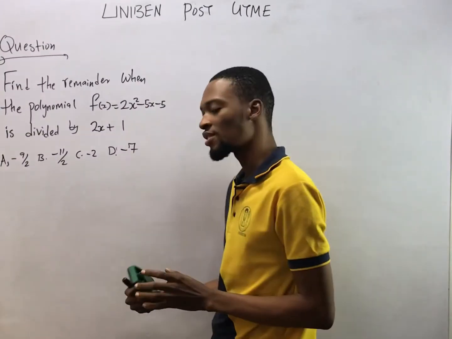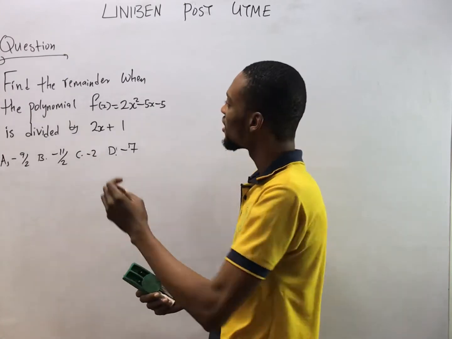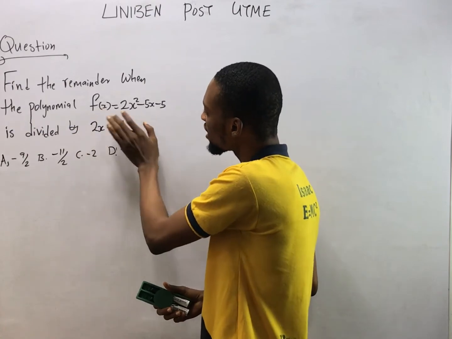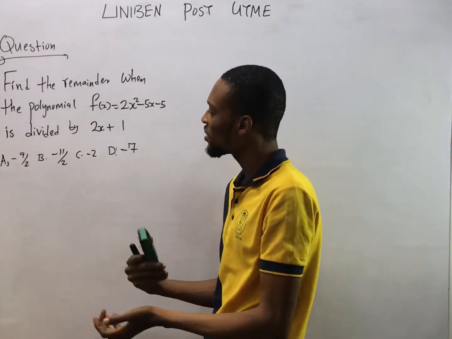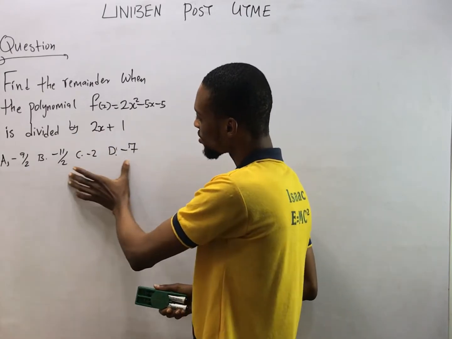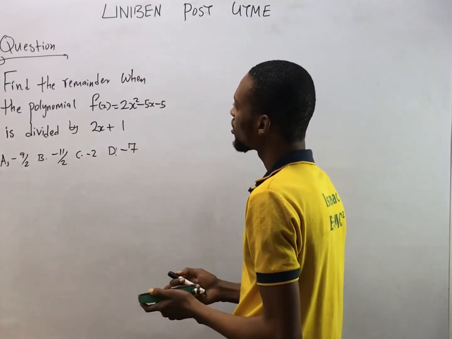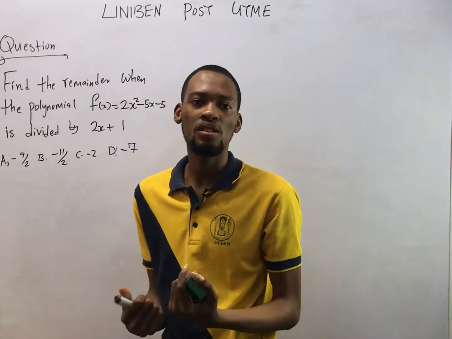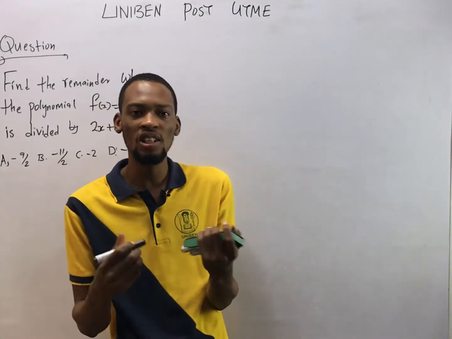Take a look at this question. It says, find the remainder when the polynomial function of s equals this is divided by 2s plus 1. So these are the options A to D. Now, to divide polynomials, we apply the knowledge of long division.